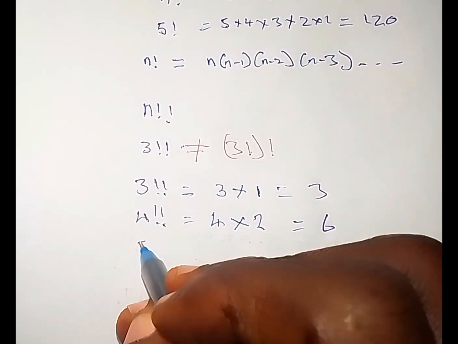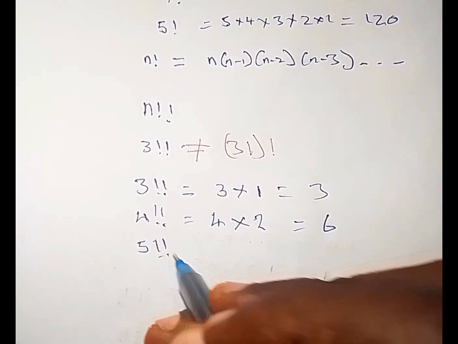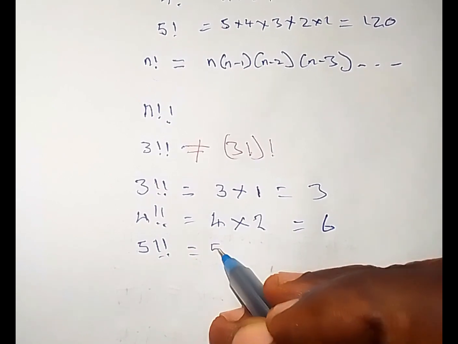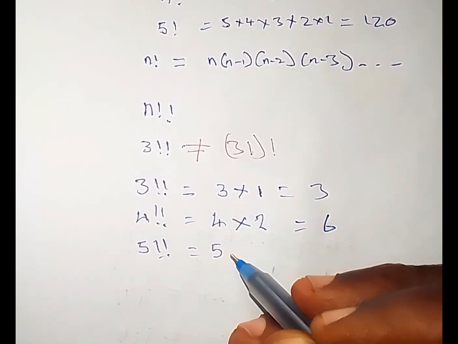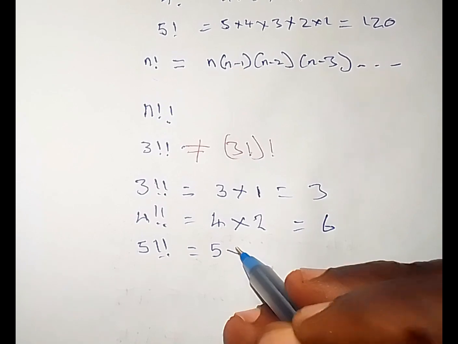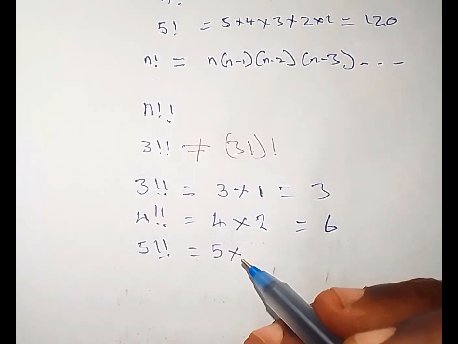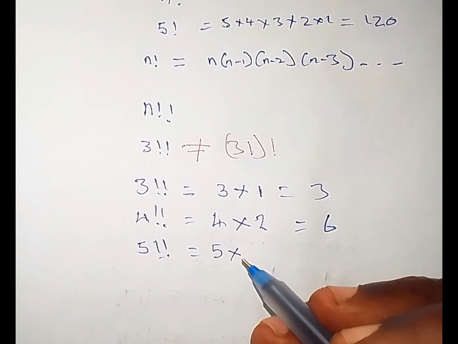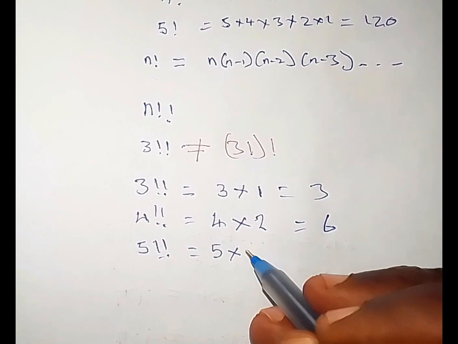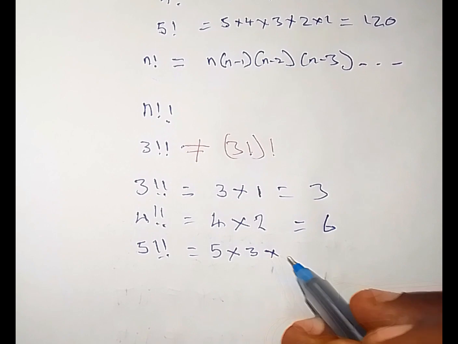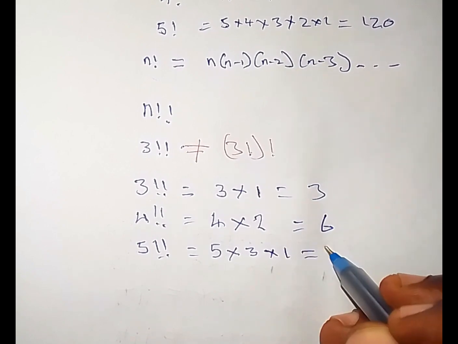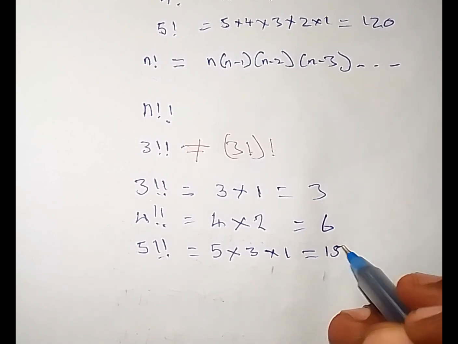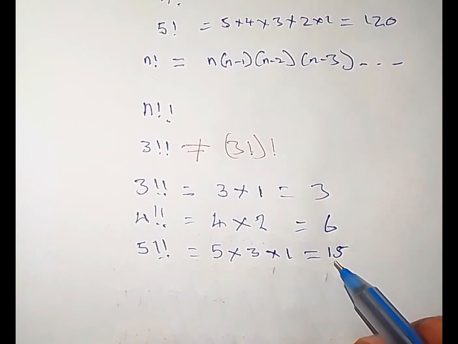So for 5 double factorial, it's the same thing as 5. We can see it's also going to be the multiplication of all the positive odd numbers from 5 to 1. So I'm having 3, then I'm also having 1. This is equal to 15. And so on and so forth like that.